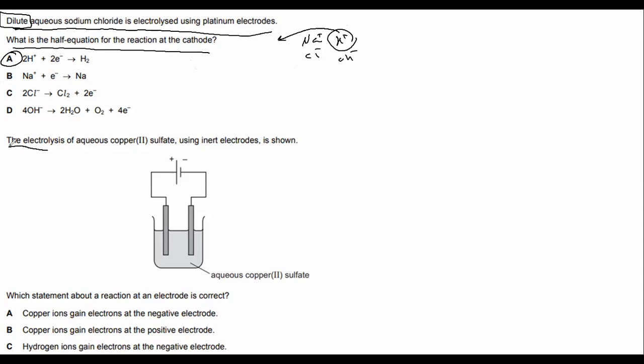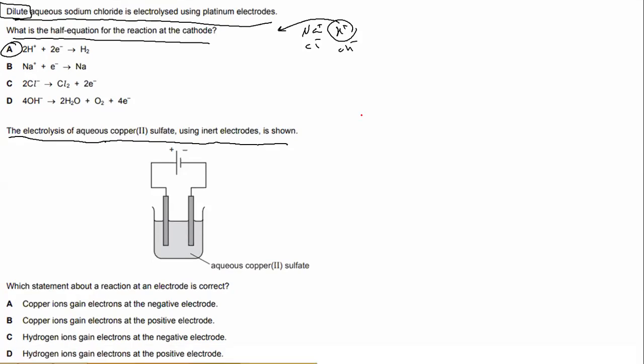The next question, the electrolysis of aqueous copper 2 sulfate using inert electrodes is shown here. Copper 2 sulfate is CuSO4. Which statement about the reaction at the electrode is correct? So here we have the cathode, here we have the anode.